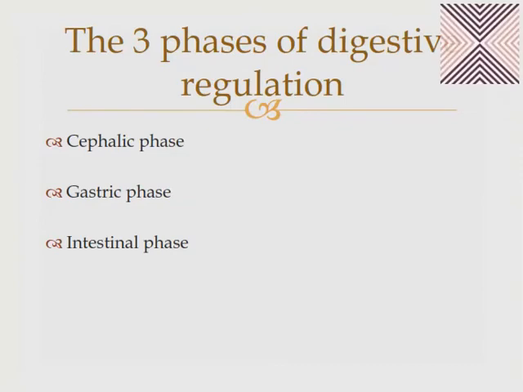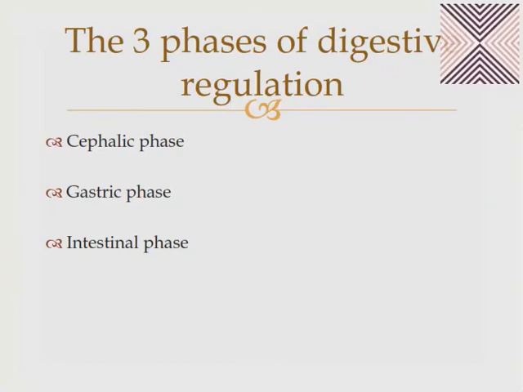Now we are reaching the end of this particular topic with the three phases of digestive regulation. Here I should emphasize the need to go through this particular topic, that these three phases of digestive regulation are important because all the hormones and all the nervous control are acting because of these three phases. The first phase here is the cephalic phase, second is the gastric phase, and third is the intestinal phase.